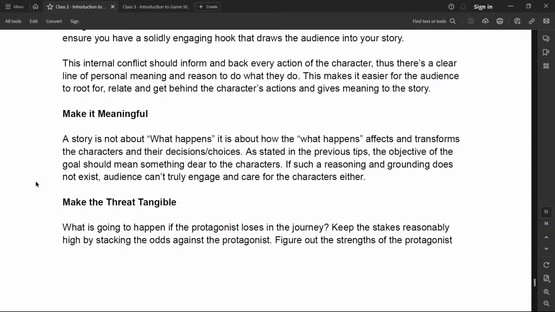And then making the threat tangible. So what happens if the protagonist loses in the journey?